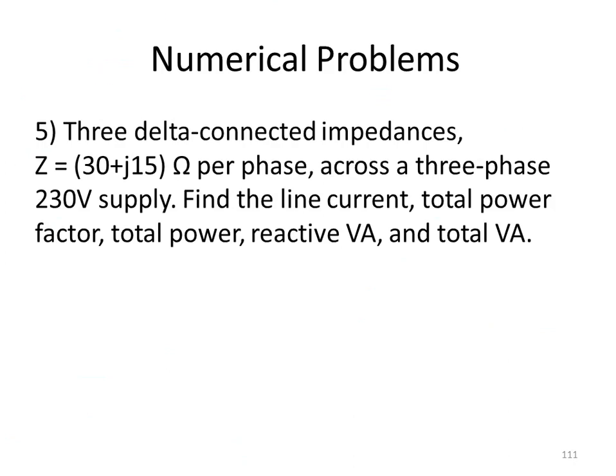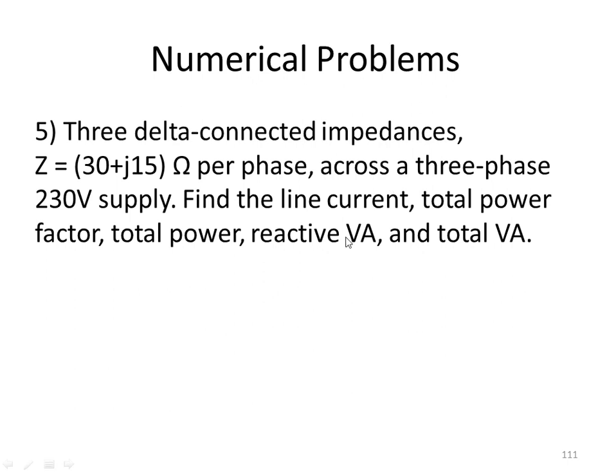Three delta connected impedances, Z equal to 30 plus j15 ohm per phase, are connected across a three phase 230 volt supply. Find the line current, total power, power factor, reactive volt ampere, and total volt ampere. Reactive volt ampere is known as reactive power. Total volt ampere is known as apparent power.